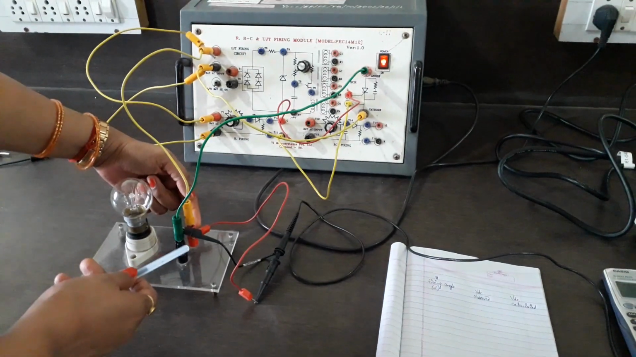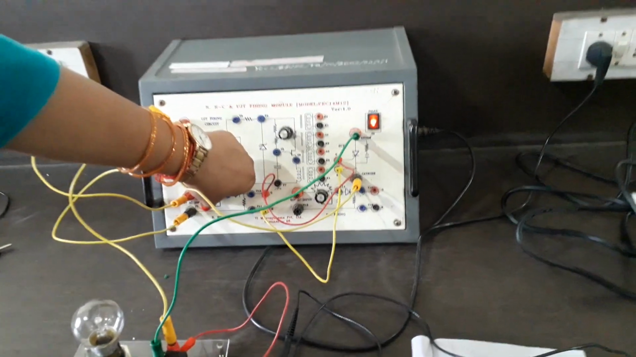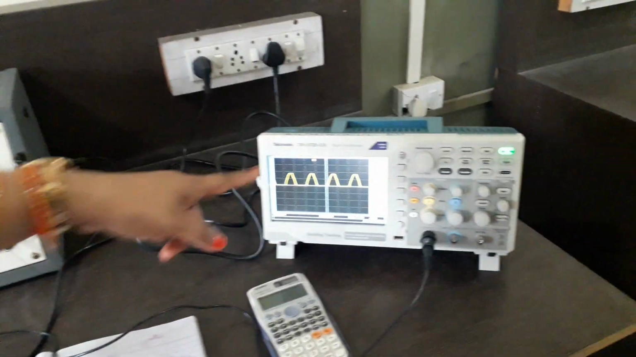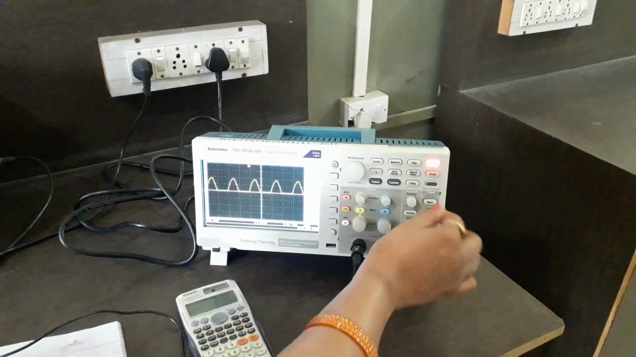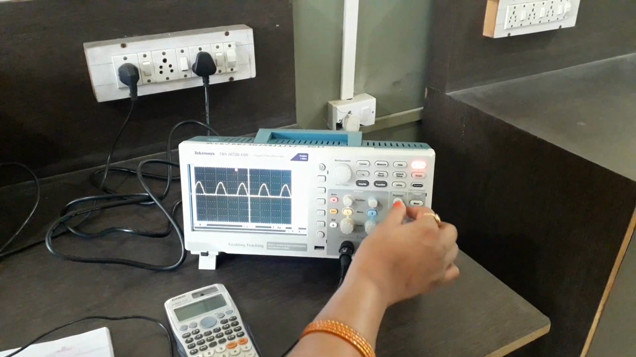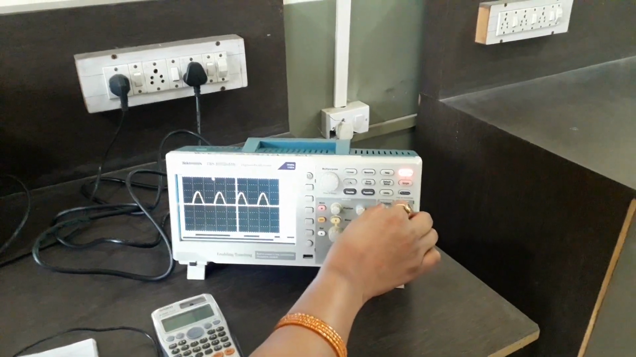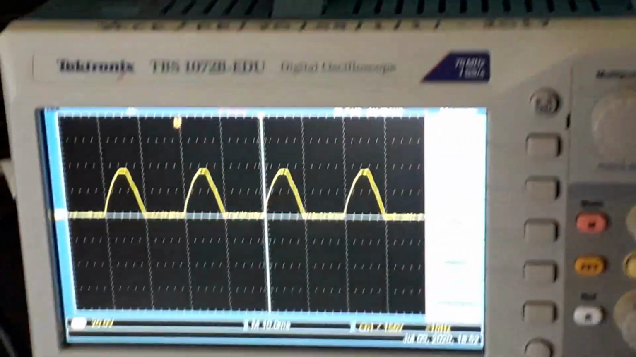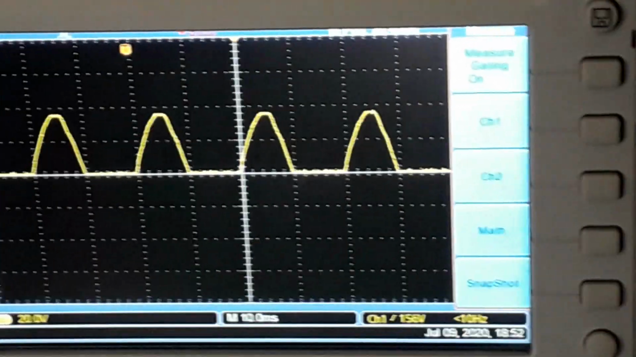Whatever we have discussed right now on the blackboard, the same thing we will discuss. Now the firing angle is 0. It is exactly at the 0 point. So you can see this is the output. Now I'll stop one of the signals. So this is the signal we are getting, only half wave has been rectified, the negative half has been 0, as we have discussed.